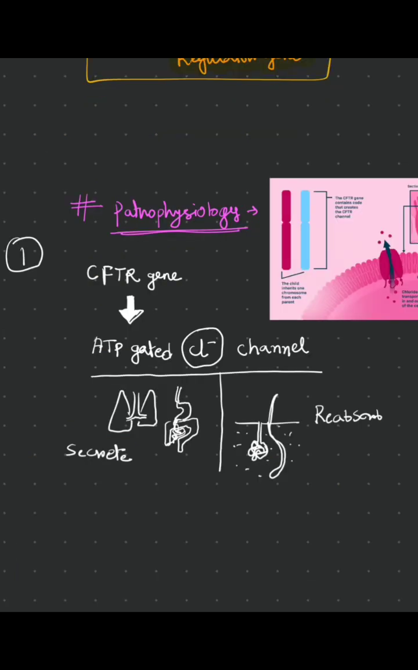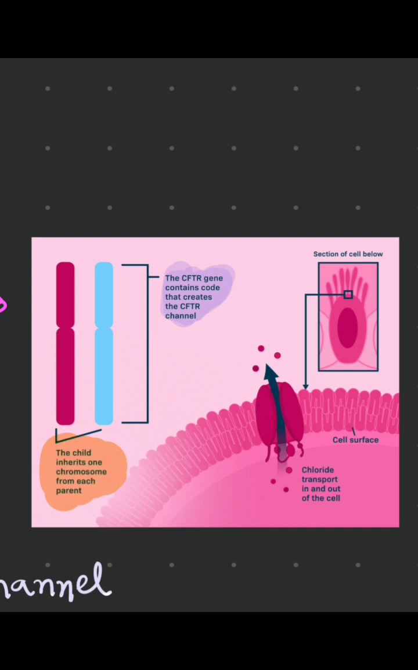This CFTR gene contains the code that creates a channel for chloride ions. This CFTR channel is an ATP gated chloride ion channel, and its basic function is to secrete chloride in the lungs and GIT mostly, and reabsorb chloride in the sweat glands. The child inherits one chromosome from each of the parents, and this gene creates the CFTR channel, which transports chloride out of the cell, secreted into the lumen.